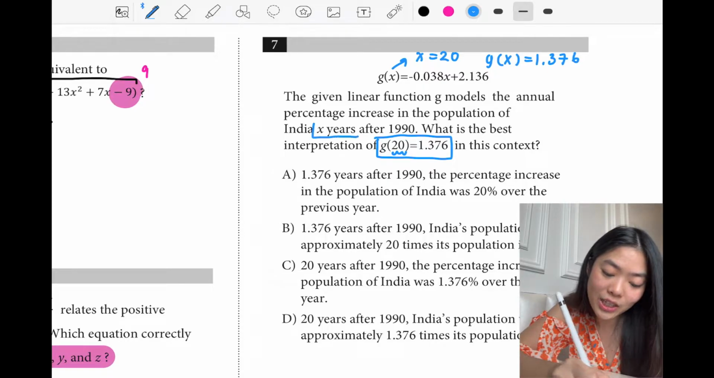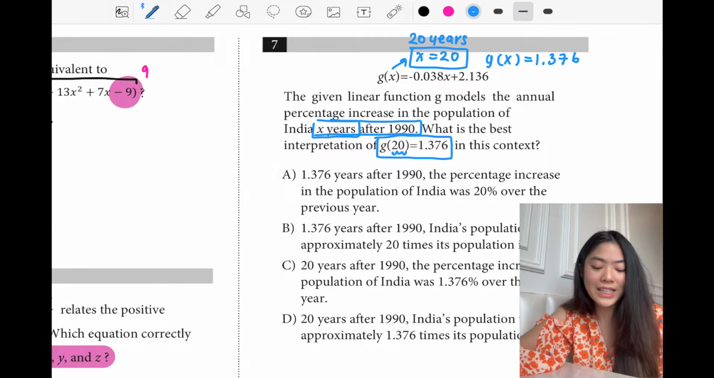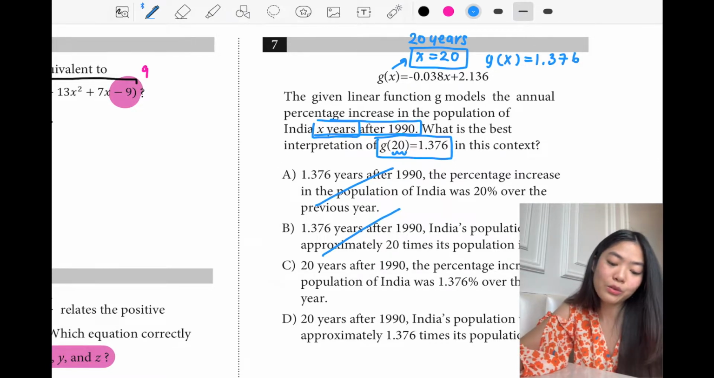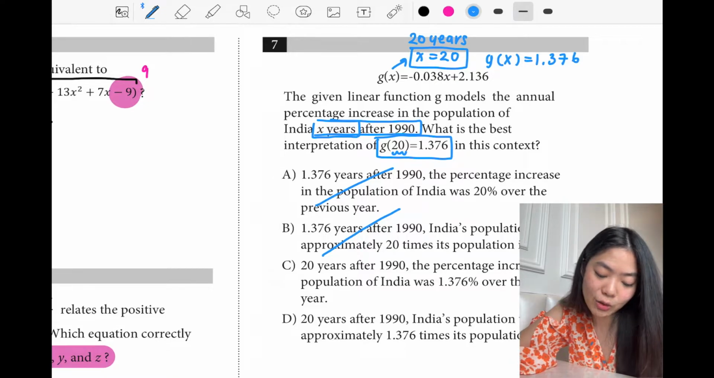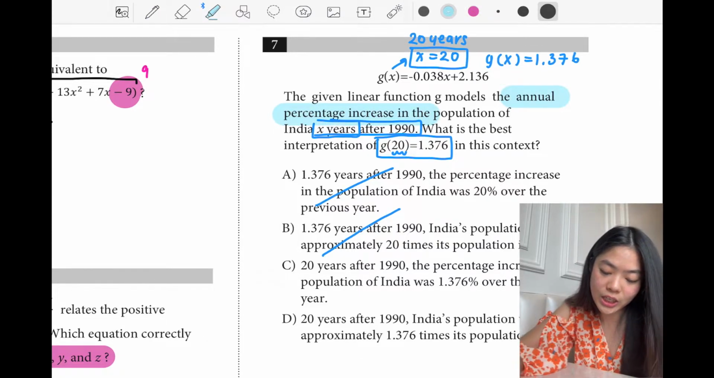It's given x years, so x here means 20 years, right? It should be 20 years after 1990. Then from here we can cross out A and B, and then we can take a look at C and D. And what next? g(x) represents the annual percentage increase.